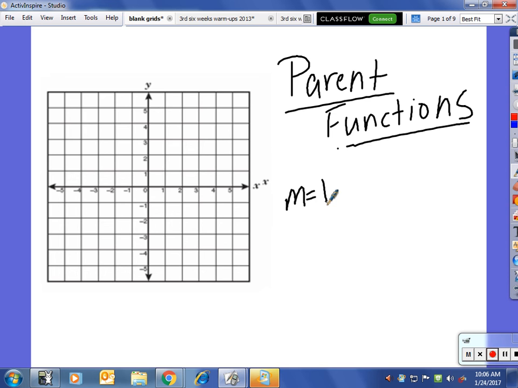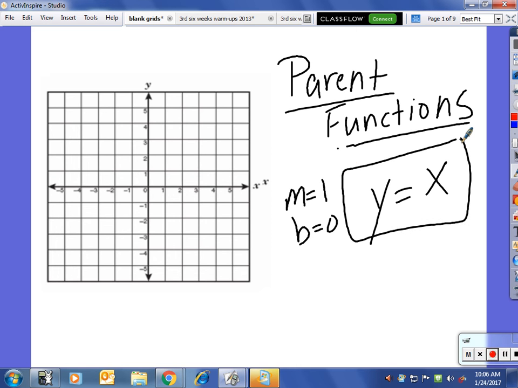What's the easiest y-intercept to have? Probably a 0. So what do you think the parent function is for all linear functions? Y equals 1x plus 0, which normally we just write as y equals x. There's the parent function for all linear functions. A nice easy slope of 1. It's not too steep, it's not too flat, it's perfect, it's right in the middle. And the y-intercept is a nice easy 0.